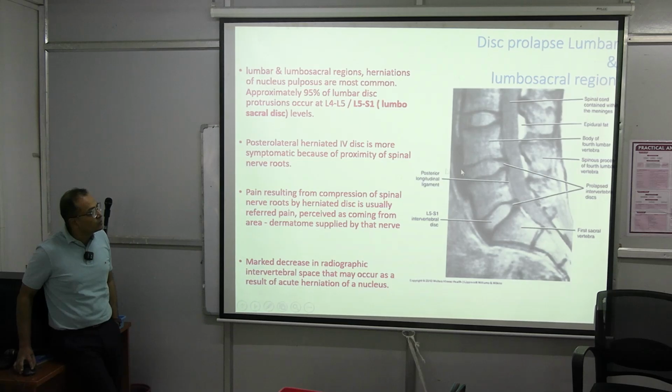So here is the anterior longitudinal ligament. Here, this is the anterior longitudinal ligament. This is the posterior longitudinal ligament. Here will be the interspinous as well as the spinous ligament. So this particular disc which is pushing back, going towards the spine and pushing on the neural content, we call herniation of disc, also known as disc prolapse.